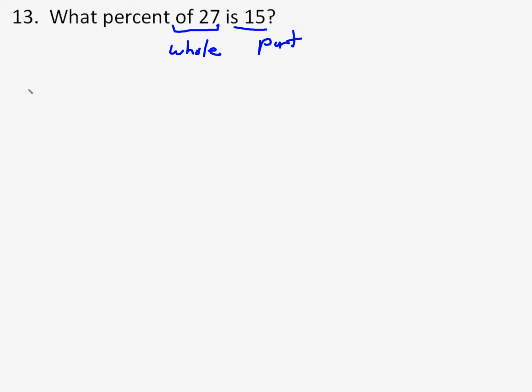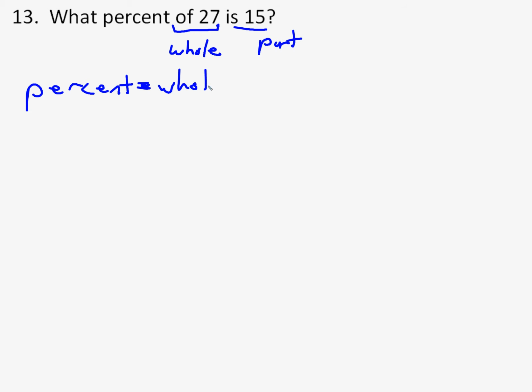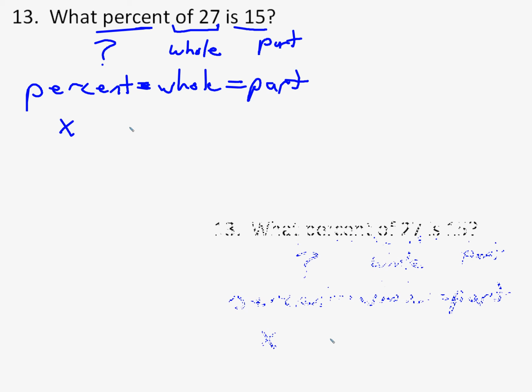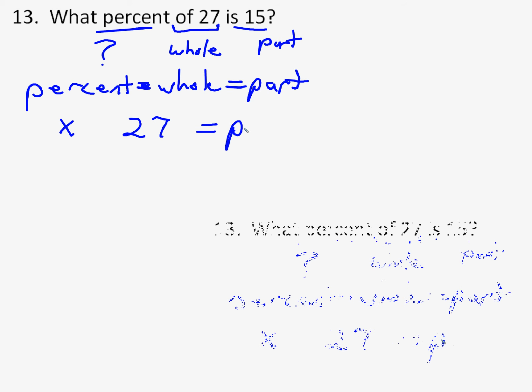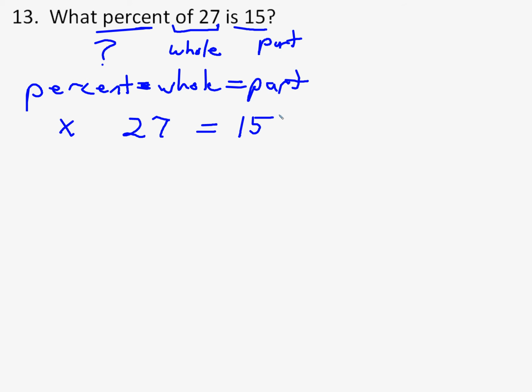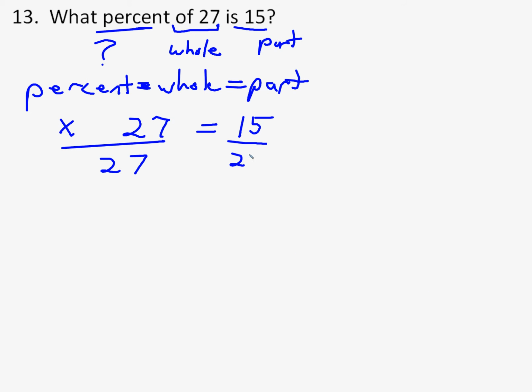So we know that percent times whole is equal to the part. And we know two of the three of these. We're trying to find the percent. This is our question mark here. We don't know that. So percent, we'll make that x, times whole, which is 27, is equal to the part, which is 15. And now we're just solving an equation. We would divide both sides by 27 to solve this, because x is being multiplied by 27.